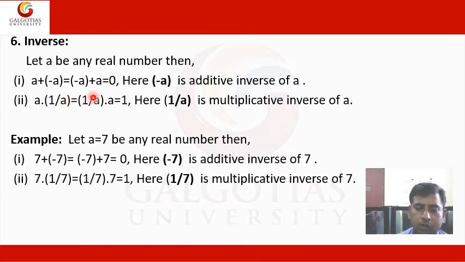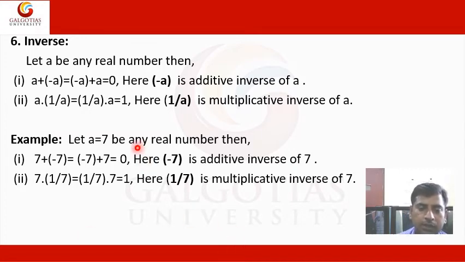Similarly, to get the multiplicative inverse of a, we have to multiply a by a number and the result will be 1. So we have to multiply a by 1 upon a. Whether we multiply from the left hand side or right hand side, the answer will always be 1. So when I multiply a with 1 upon a, I will get 1. So here 1 upon a is called the multiplicative inverse of a.